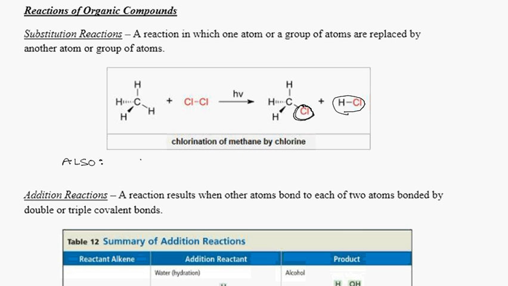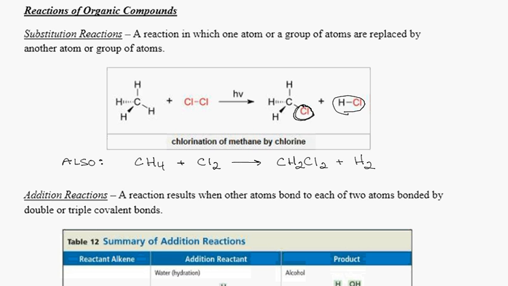So we can take methane, react it with chlorine. Remember, it's a diatomic. Both of the chlorines can go into the molecule, replacing 2 hydrogen atoms, forming hydrogen gas.